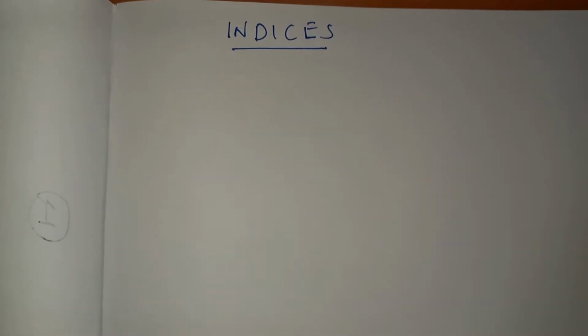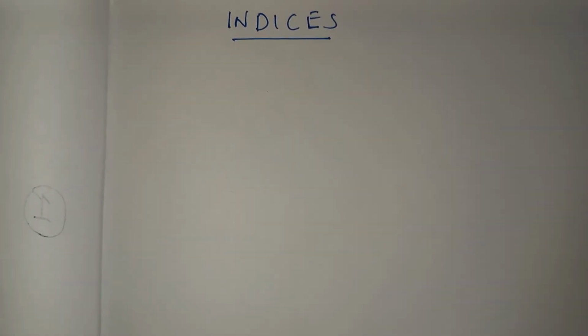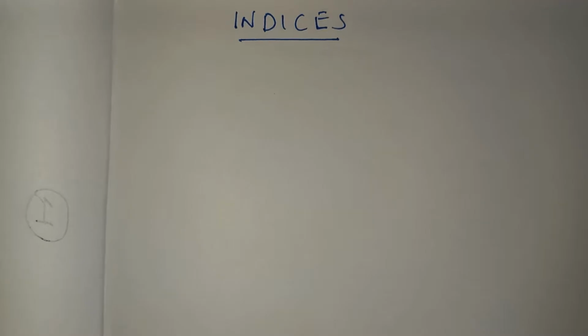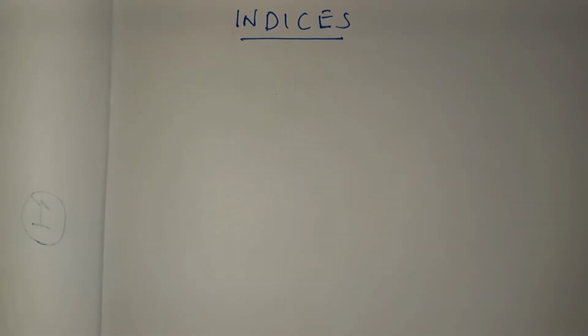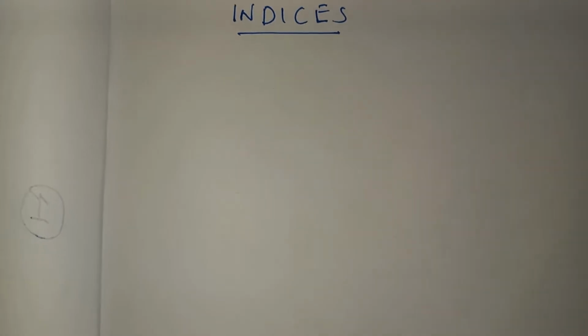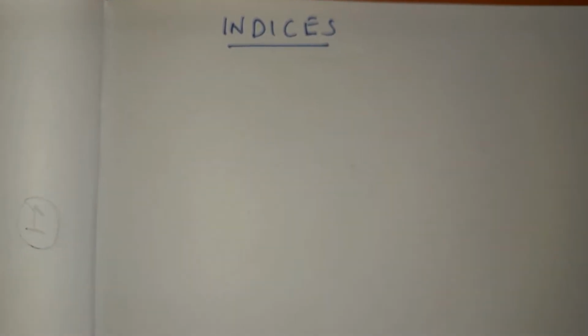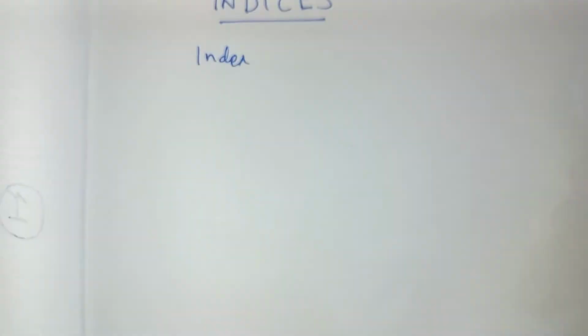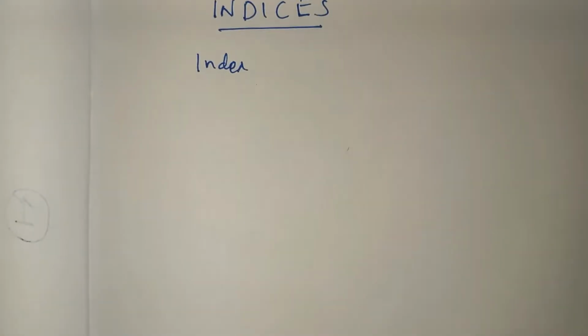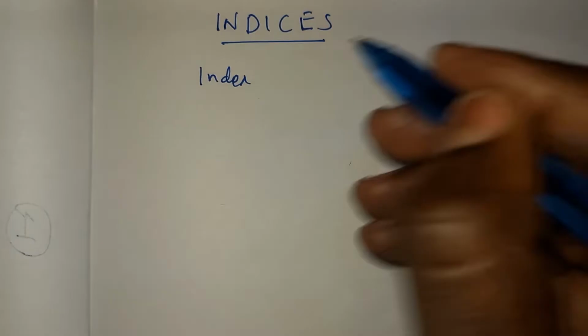Hi, in this video we are going to learn about indices. Now the word indices is plural for the word index. So what is an index? An index is a small floating number that appears after a number or a letter.